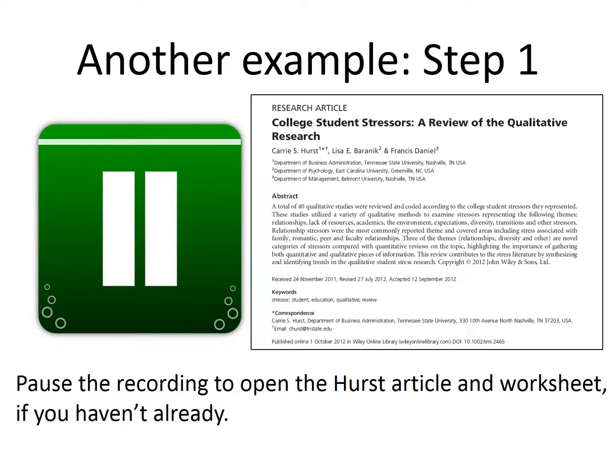The Hurst example is an example of a very different type of operational definition. If you haven't already opened the Hurst article and worksheet, please pause this recording and do that before moving on.